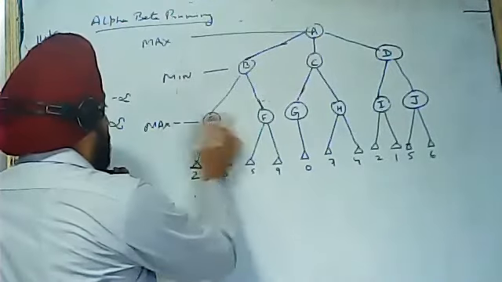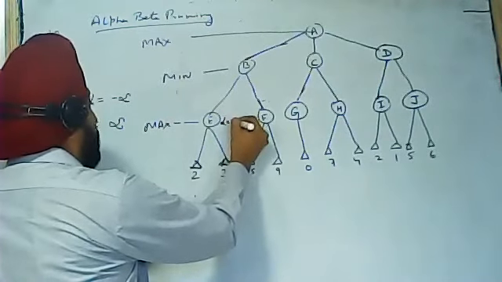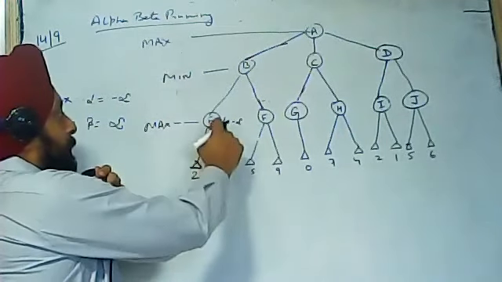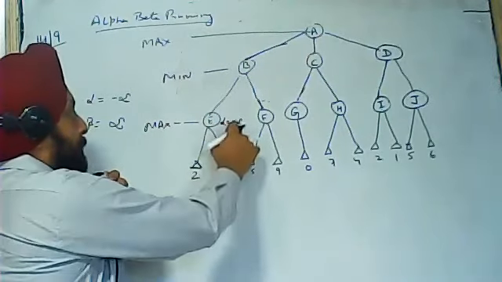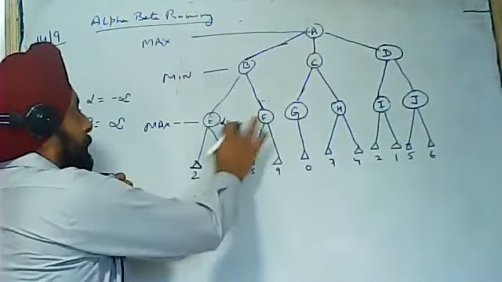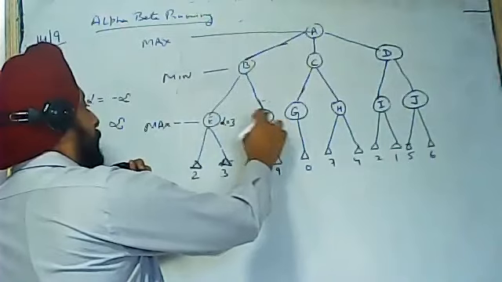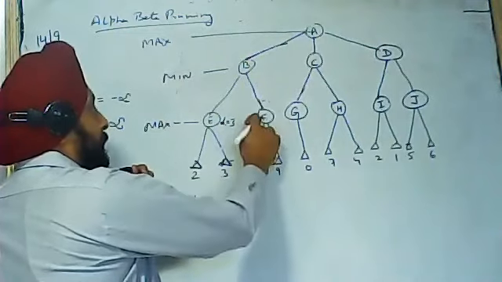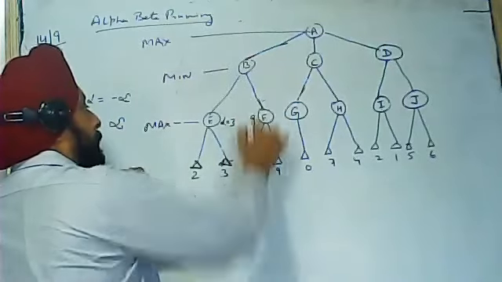So here we have alpha, and the worst value of alpha is minus infinity. With 2 and 3, it is the max turn. Alpha is minus infinity, it gets 2. 2 is maximum, so 2 comes here. Then 2 and 3 are compared. 3 is maximum, so 3 comes here. Similarly at this node, alpha is minus infinity. 5 is greater than minus infinity, so 5 comes. Then 5 and 9 are compared. 9 is better than 5, so 9 comes here.